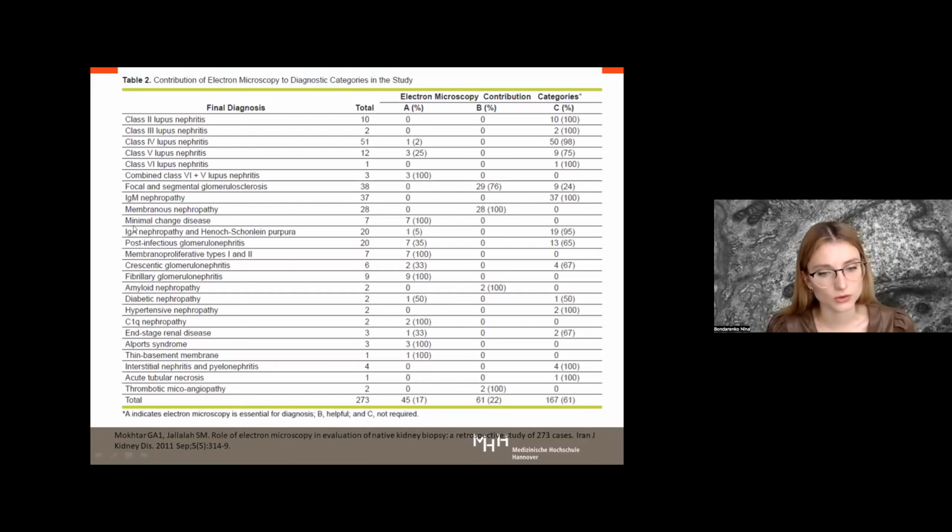And in cytopathology, transmission electron microscopy is also very useful. This slide is about the contribution of this method to the evaluation of native kidney biopsies. As you can see, a lot of diseases of the kidney apparatus still require electron microscopy examination. This column indicates that the method is essential for diagnosis, and this column is about helpful and not required.